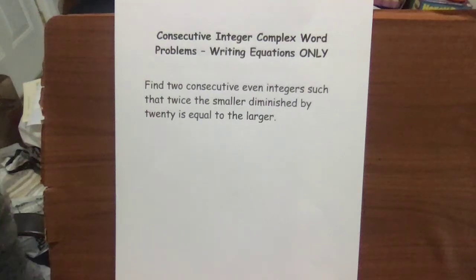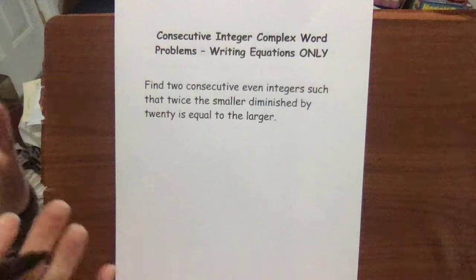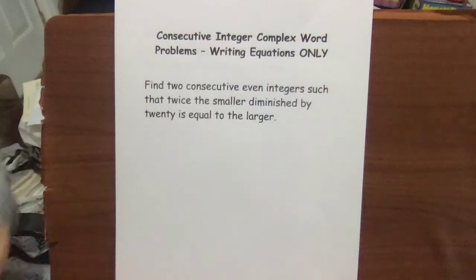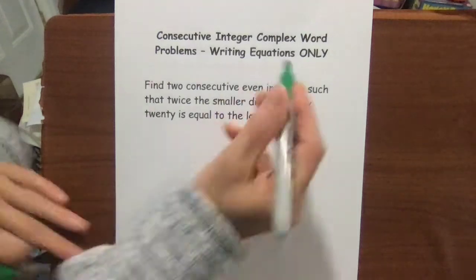Okay, so we're going to look at consecutive integer complex word problems, but we're only going to write the equations because, again, if you have the equations incorrect, then you will never get the correct answer to the problem. All right, so the focus is only on writing equations. So we want to find two consecutive even integers. The word is even integers.